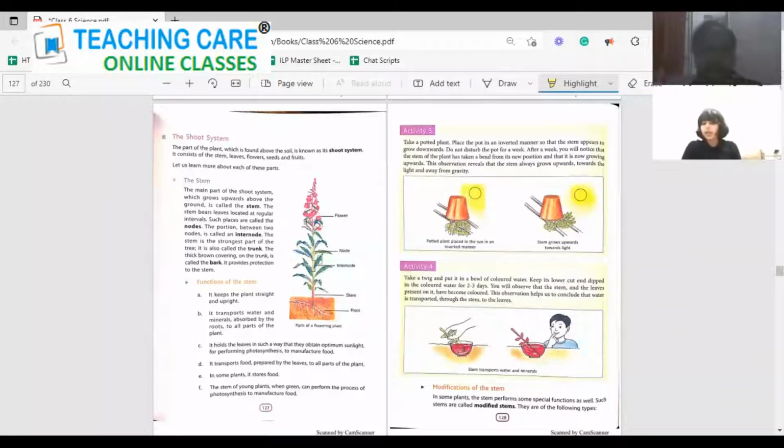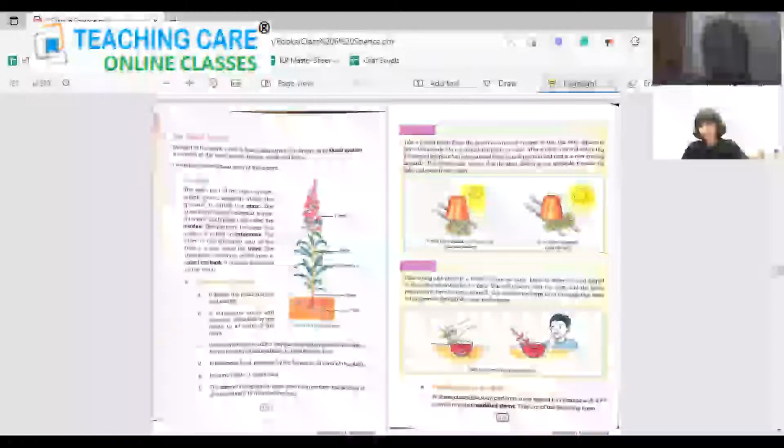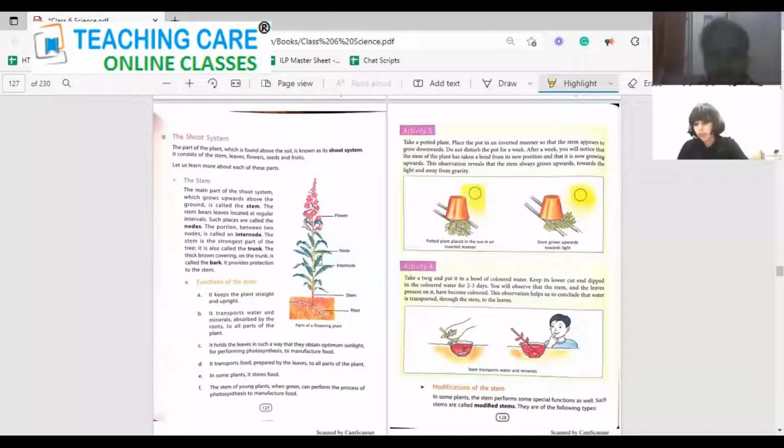Yes, ma'am. Functions of the stem. It keeps the plant straight and upright. It transports water and minerals absorbed by the root to all parts of the plant. It holds the leaves in such a way that they obtain optimum sunlight for performing photosynthesis to manufacture food. It transports food prepared by the leaves to all parts of the plant. In some plants, it stores food. The stem of young plants, when green, can perform the process of photosynthesis to manufacture food.